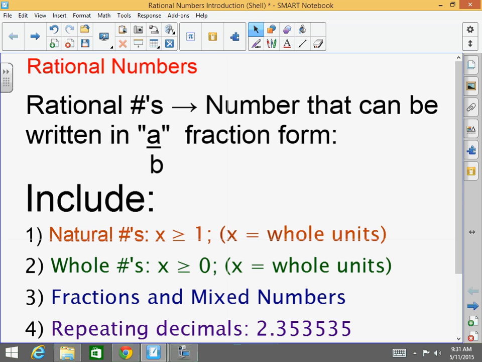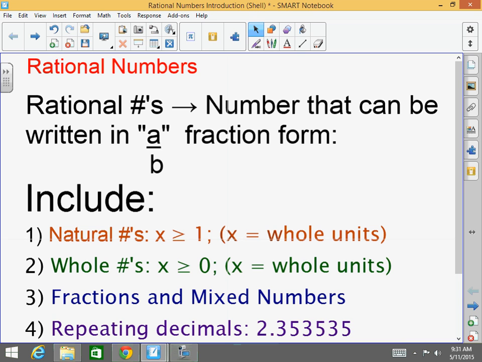Today we're going to talk about rational numbers. And the good news is that we've already learned about rational numbers earlier in the year. But we're going to revisit it and make sure that it's very solid with us, because we work with rational numbers quite often.